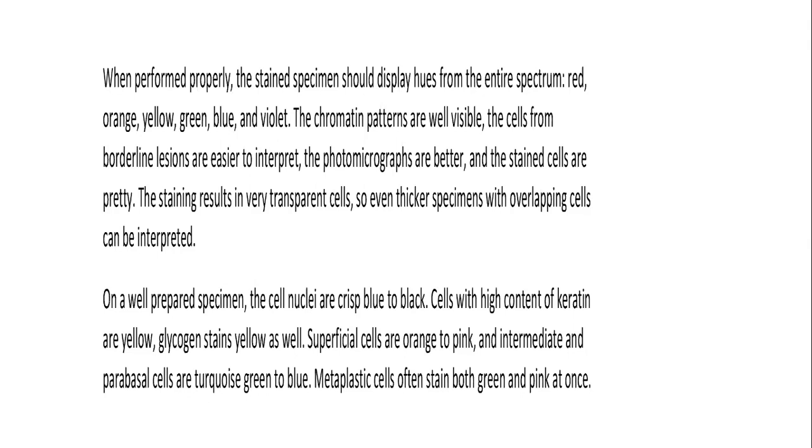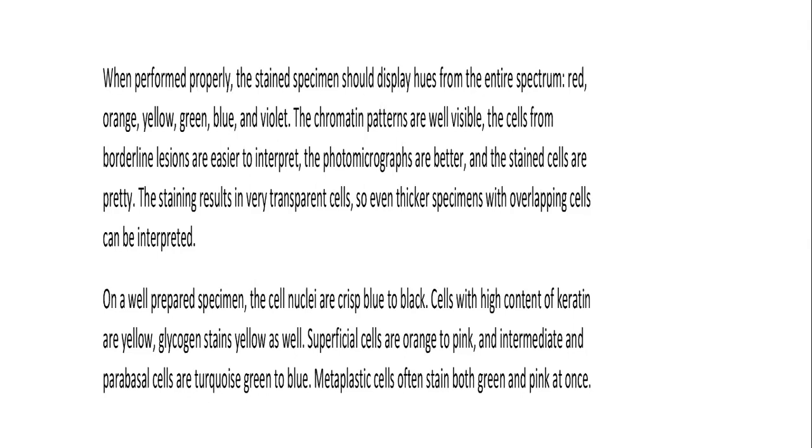On a well-prepared specimen, the cell nuclei are crisp blue to black. Cells with a high content of keratin are yellow. Glycogen stains yellow as well. Superficial cells are orange to pink, and intermediate and parabasal cells are turquoise green to blue. Metaplastic cells often stain both green and pink at once.